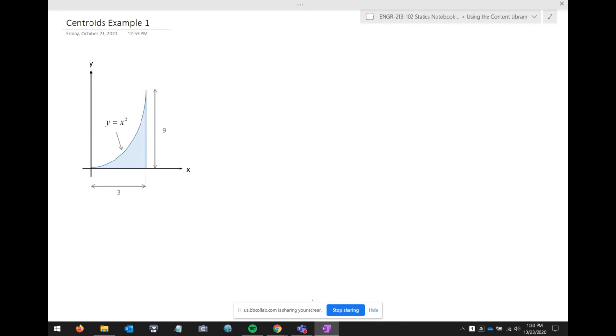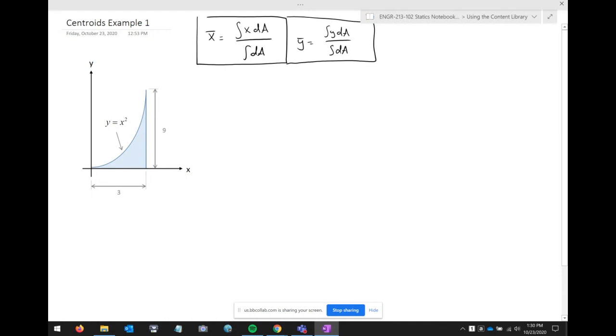Okay. So what I want to do is determine the location of the centroid. Now, in order to determine the location of the centroid, I'm going to determine an x bar and a y bar. Now, my basic equations are going to be the integral of x dA over the integral of dA. And then the same thing for the y bar: the integral of y dA over the integral of dA.